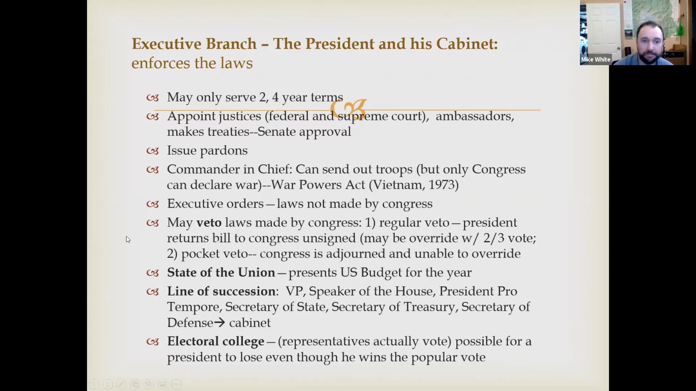And this part here about vetoes, this is something that we were kind of hinting at earlier. So when a law is made by Congress, the president, like I said, can choose to veto or deny that law. And basically when that happens, the president returns the bill to Congress and says, nope, try again, I don't like it.